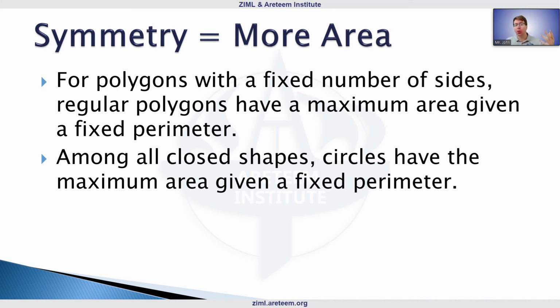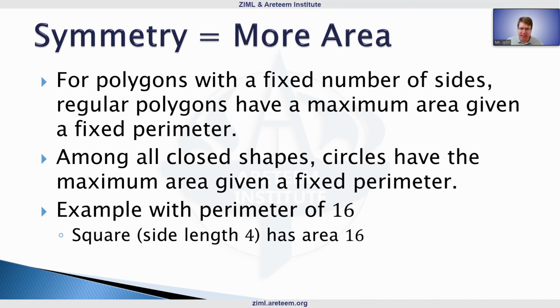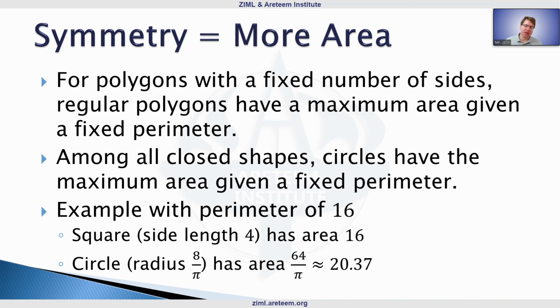Now this doesn't prove anything, but just to look at the example of the square we just did, right? Perimeter 16, a square has side length 4, that has an area of 16. A circle, then, if we have a perimeter of 16, the radius will be 8 over pi, and then the area is 64 over pi, which is a little over 20. So this would have a larger area in that example we're looking at.